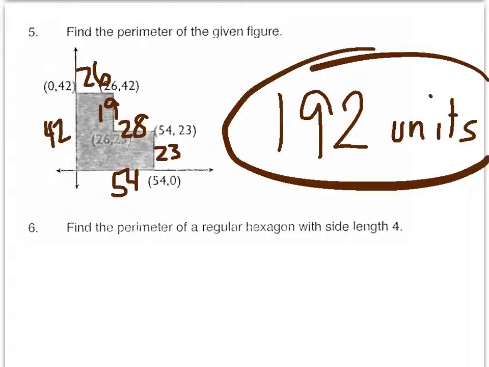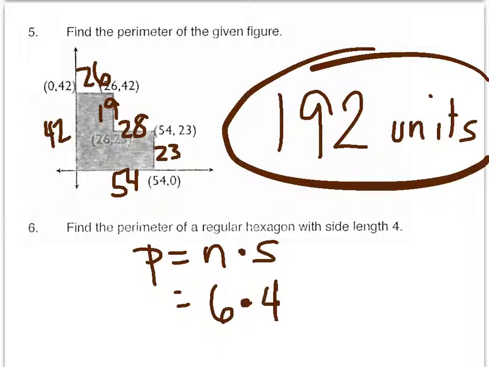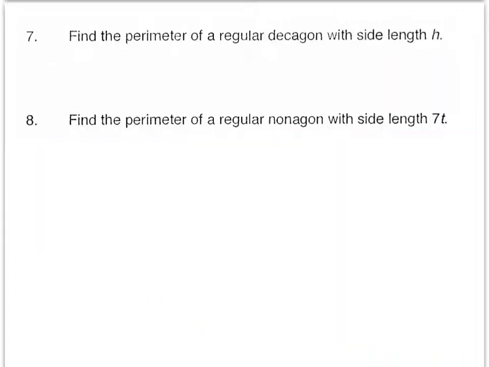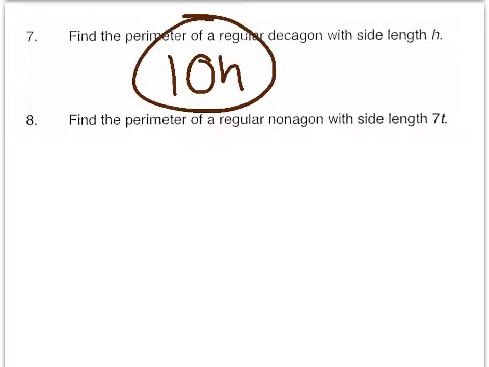I have a regular hexagon, and each side of my hexagon has side length of 4. Perimeter equals the number of sides times the length of each side. A hexagon has how many sides? 6 sides. If each one has a length of 4, what's 6 times 4? 24. So the perimeter of that hexagon is 24 units. Okay. How many sides does a decagon have? 10 sides. If each one is h, what's the overall perimeter? 10h. You've got an overall length of 10 h's. And that's as much as you can do.